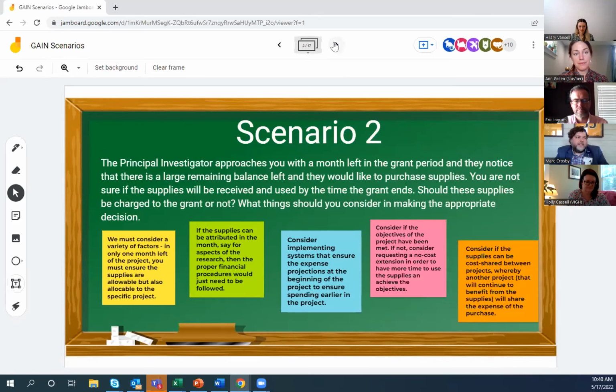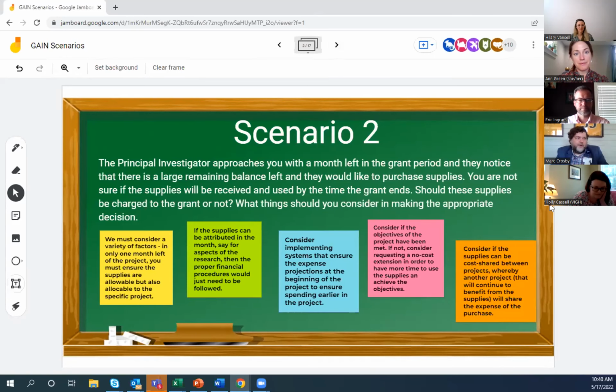The second scenario is the principal investigator approaches you with a month left in the grant period, and they notice that there is a large remaining balance left, and they'd like to purchase supplies. You're not sure if the supplies will be received and used by the time the grant ends. Should these supplies be charged to the grant or not? What things should you consider in making the appropriate decision? Would anybody from group 2 like to jump in and share some of the highlights from your conversation? Edmund, could you walk them through it, please?